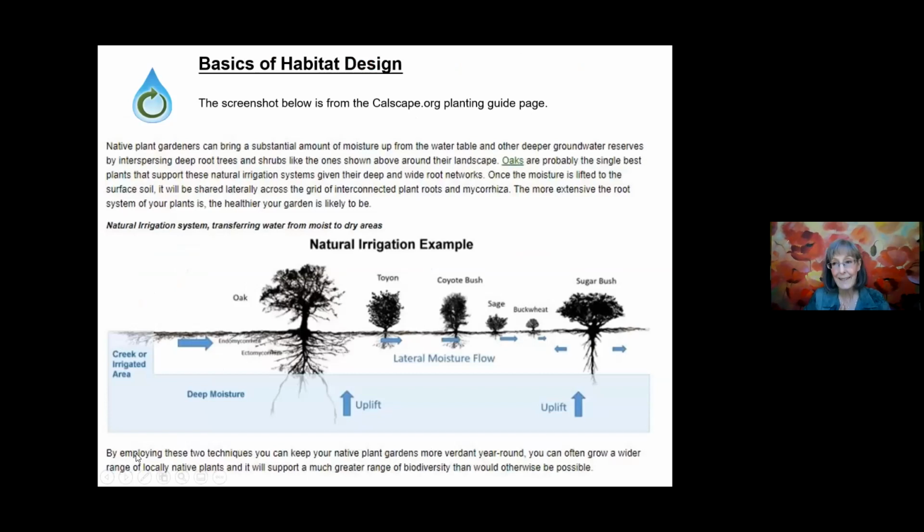So, the basics of habitat design. I have taken this screenshot from the Calscape planting guide page, and you can see how nicely they've shown irrigation. And this is very important because moisture is important in our environment. So here you have something deep-rooted like an oak, pulling up moisture from the water table and then spreading it through the lateral roots and sharing it with other plants. This is something that is very handy if you want to reduce water use in your own garden.